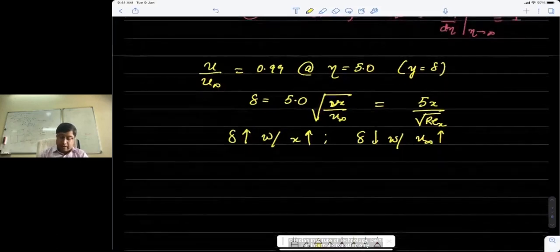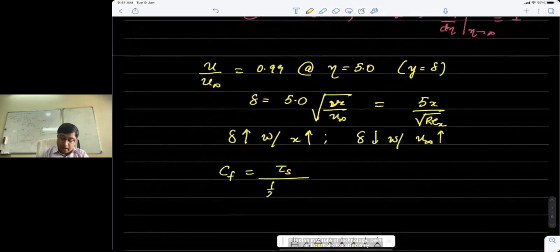Using this solution and a little bit more about f, which I'm not showing here, the skin friction coefficient, which is defined as the wall shear stress by half rho u infinity square, comes out to be 0.664 by square root of Rex.